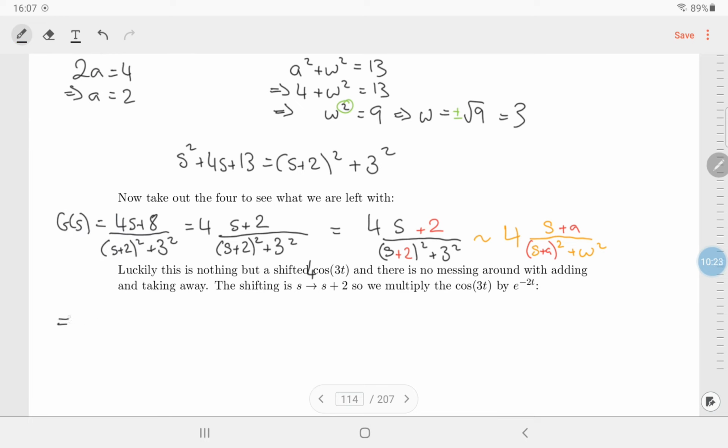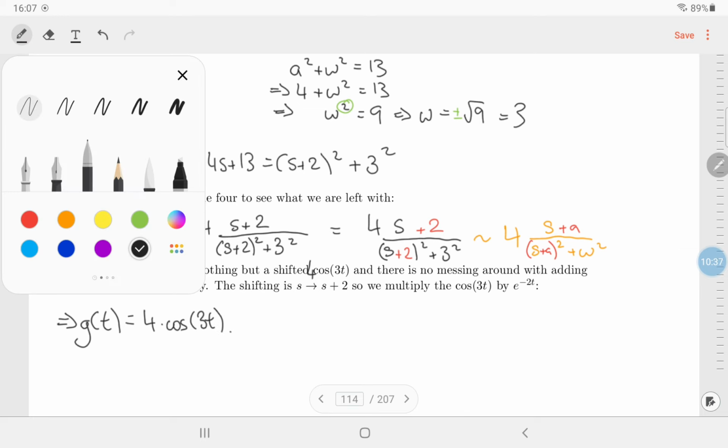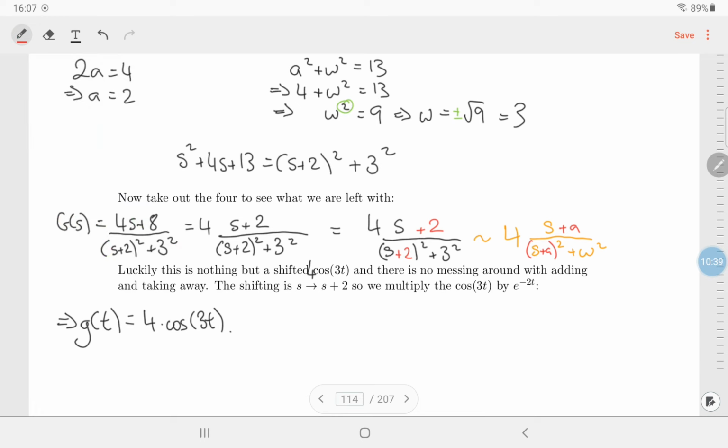So we have therefore little g of t equal to, so the first shift theorem says send it back as normal, 4 cos 3t, then multiply it by the exponential shift e to the minus 2t. And that's that. I don't have any picture here or anything like that.